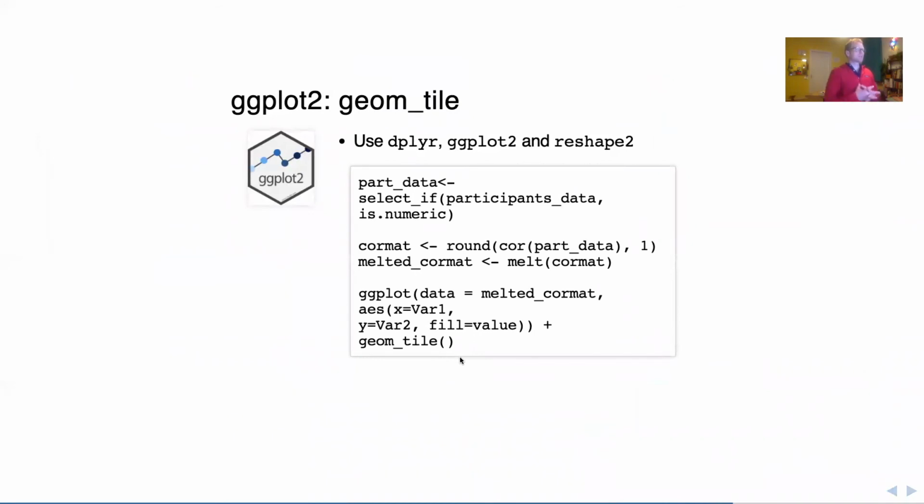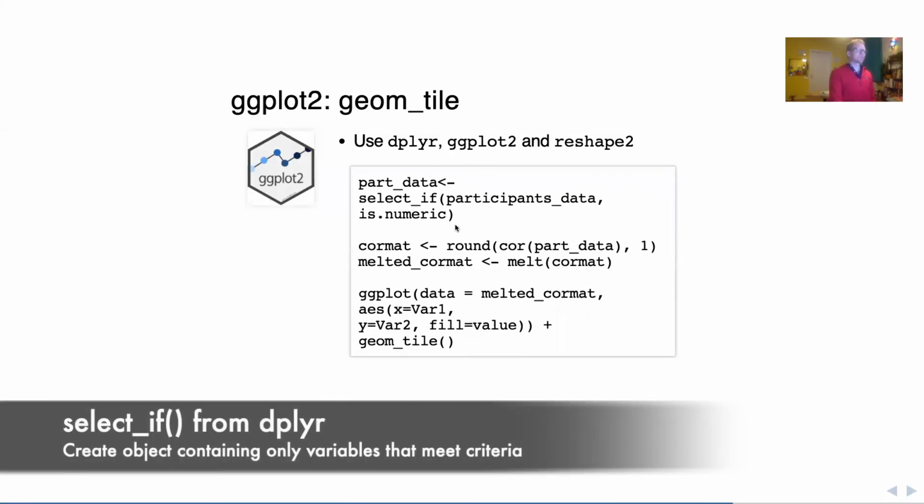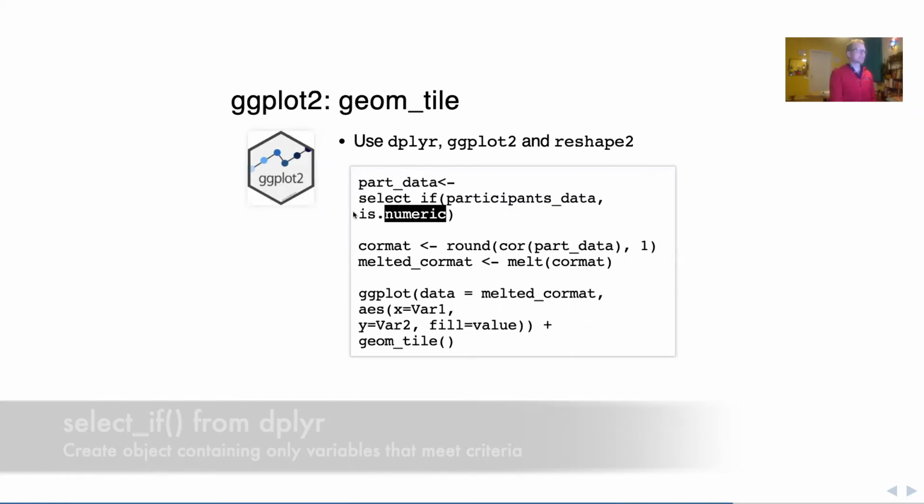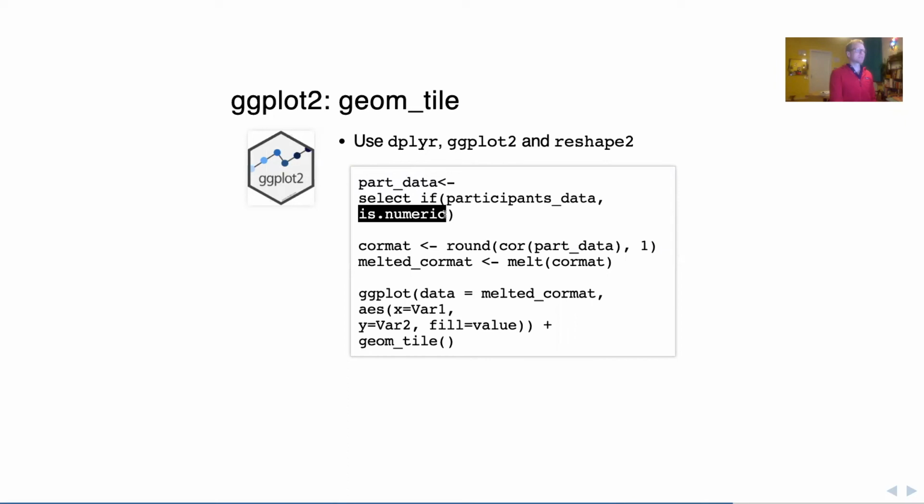So now I'm going to use dplyr, ggplot, and reshape2 to create a geom tile. The first thing I want to do, just to play around with correlations, is create a data set called part data, so just part of participants' data, by selecting only those variables that are numeric. I'm using the dplyr library and a function called select_if. It will select if participants' data meets a certain argument, and my argument is that the variables are numeric.